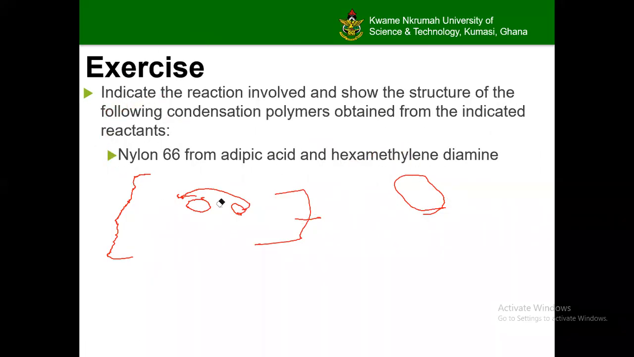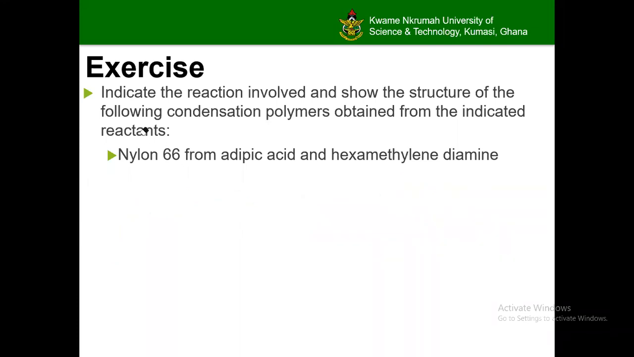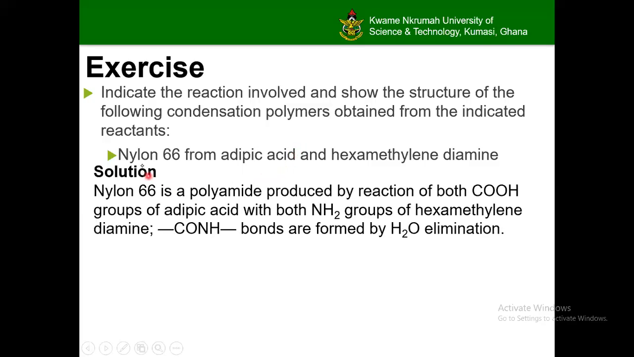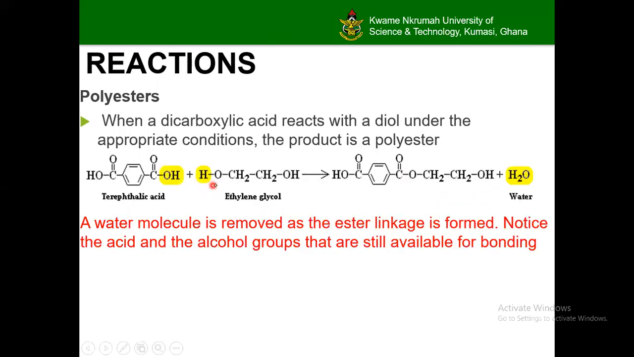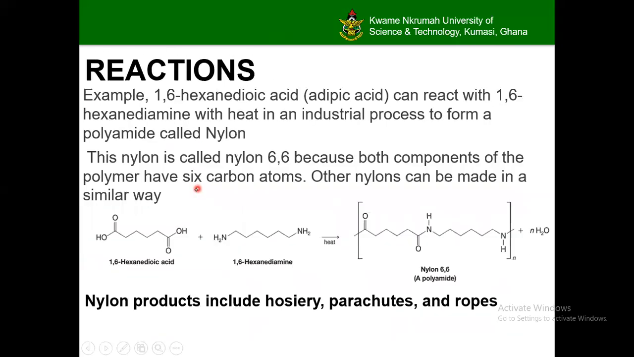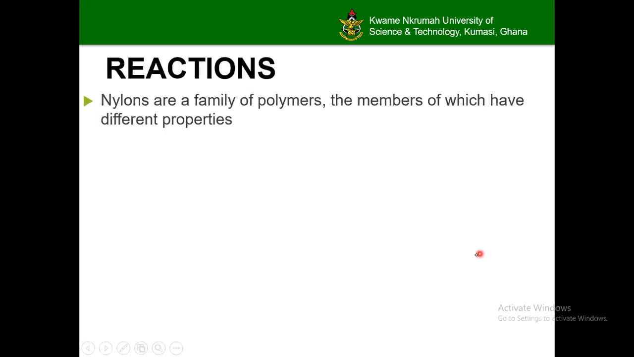Another exercise for us to try our hands on. Now, we are saying that it's indicated reaction involved and show the structure of the following condensation polymers obtained from the indicated reactants. So nylon 6,6 from adipic acid and hexamethylene diamine. So we have to show nylon 6,6. Good. So nylon 6,6 has already been shown in the slide. This is nylon 6,6, right?